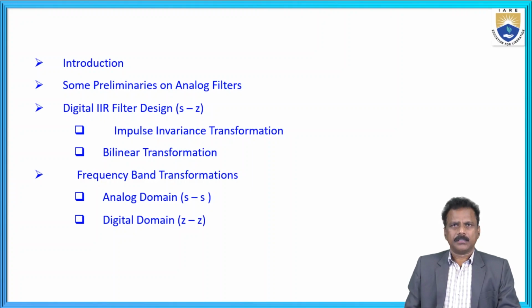We are following this one by one. First the introduction and some preliminaries on analog filters. After that we go for design aspects, using either impulse invariance transformation or bilinear transformation. After that we go for the frequency band transformation method. Then we will specify the digital filter design with the help of a recursive filter or maybe a non-recursive filter. We will decide on that. This is our agenda.